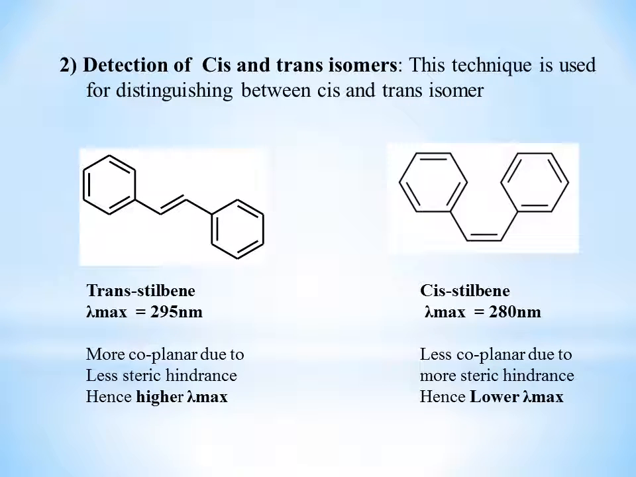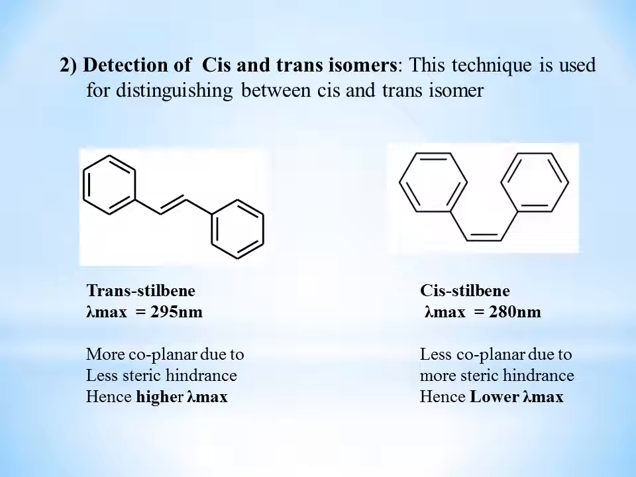After identifying the structure of any unknown compound, if we have confusion whether it is a cis or trans isomer, this technique is also very useful. It is used for distinguishing between cis and trans isomers, or if any known compound is there and we want to identify whether it is cis or trans, in that case also we can use UV visible spectroscopy. For that we will take one example.